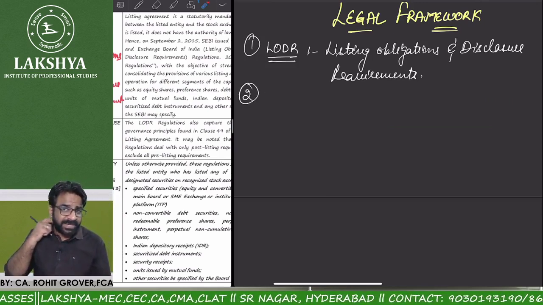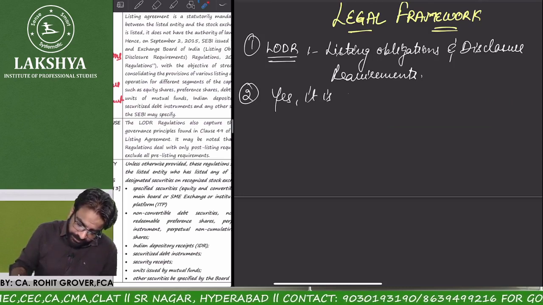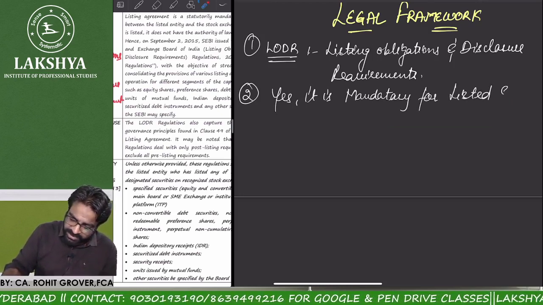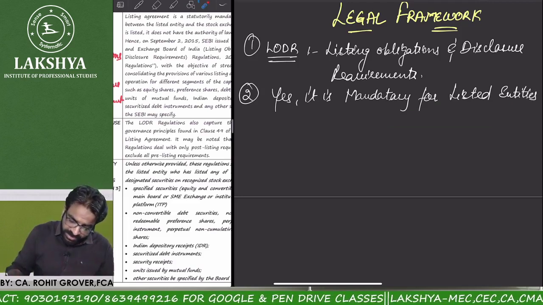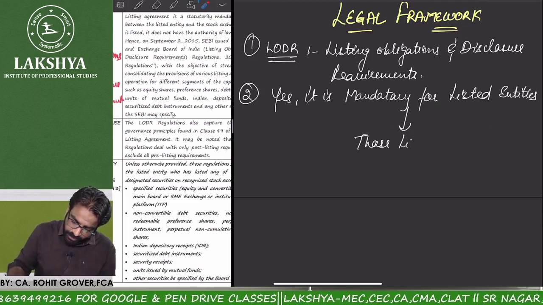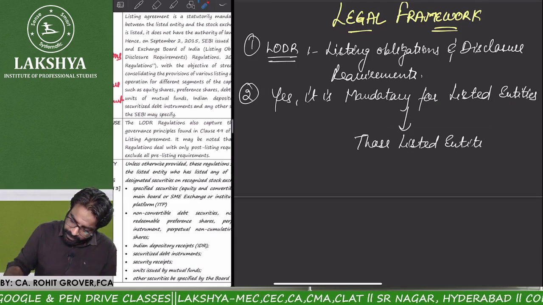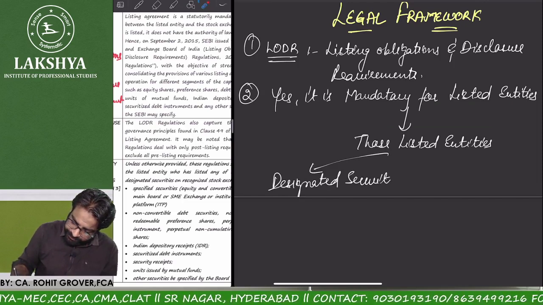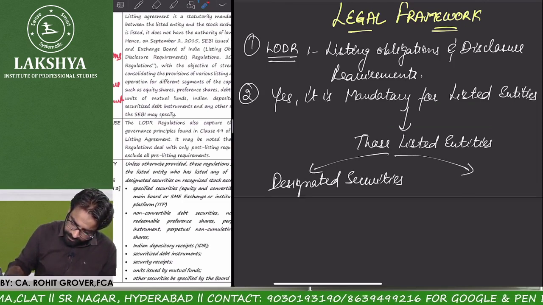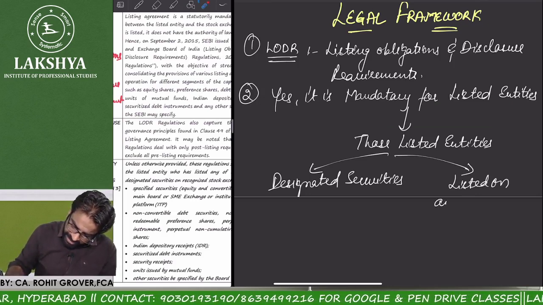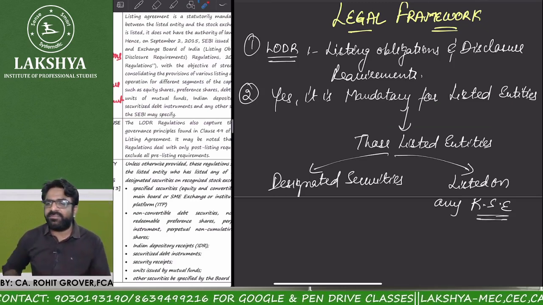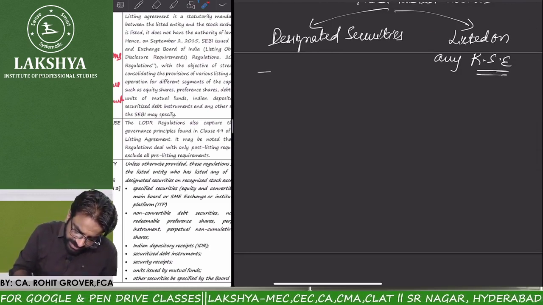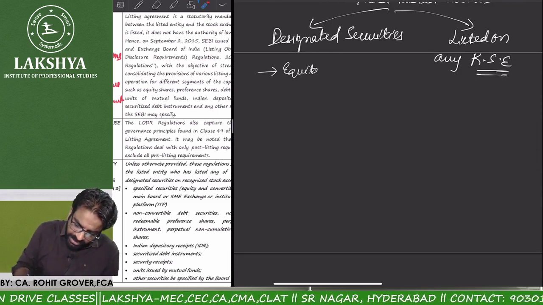Sir, point number 2. Is it mandatory? Yes, it is mandatory for listed entities. It is mandatory for which entities? Listed entities. Which listed entities? Those listed entities which have their designated securities listed on any recognized stock exchange. Sir, what are those designated securities? Securities number 1, equity and convertibles.